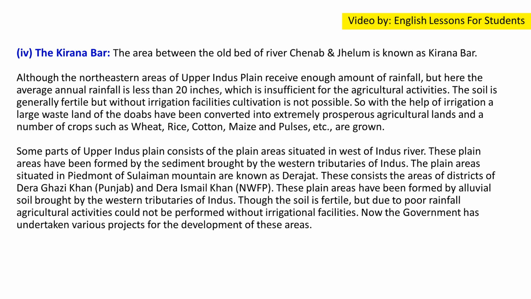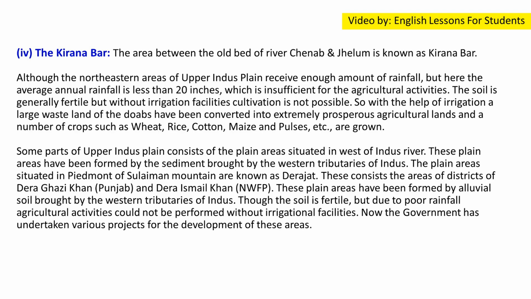4. The Kirana Bar. The area between the old bed of river Chenab and Jhelum is known as Kirana Bar. Although the northeastern areas of Upper Indus Plain receive enough rainfall, here the average annual rainfall is less than 20 inches, which is insufficient for agricultural activities. The soil is generally fertile, but without irrigation facilities, cultivation is not possible.